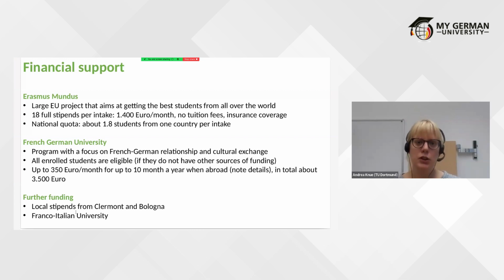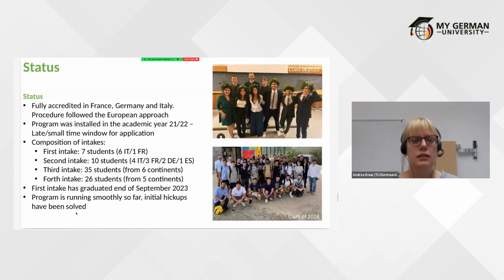If you're going to Germany, you also have to prove that you have this kind of funding. So if you have the stipend, it's easy. We write you a letter that shows that you get the money. But if you don't have the stipend, you have to prove that you have regular income, that you can support yourself during university. So the status is that we are fully accredited in France, Germany, and Italy.